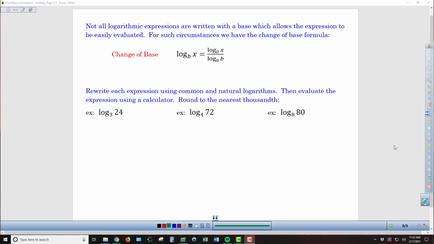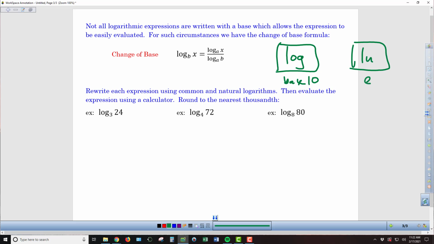Some logarithmic expressions can't be evaluated any way other than with a calculator. They don't have an exponent form that you can rewrite them in and be able to evaluate. Now, on a calculator, we only have two log buttons. There's the log button, which is base 10, and then we have the ln button, which is base e, which means in order for us to be able to use a calculator, we have to have our logarithm written in terms of one of those bases.